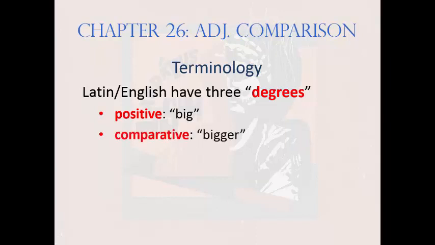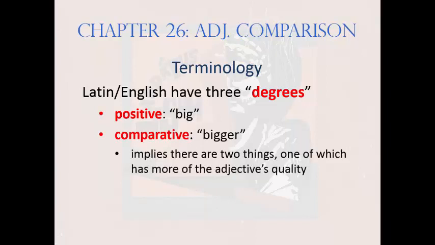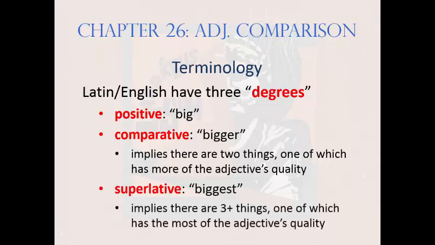The second degree is called comparative, like bigger. It implies that something is more whatever the quality the adjective represents, which means there have to be 2 things and one of them is bigger than the other. The third degree is called superlative. For example, biggest. Here there must be 3 or more things, and one of them has the most of whatever the adjective's basic quality is. This one's big, that one's bigger, but that one next to the others is biggest.